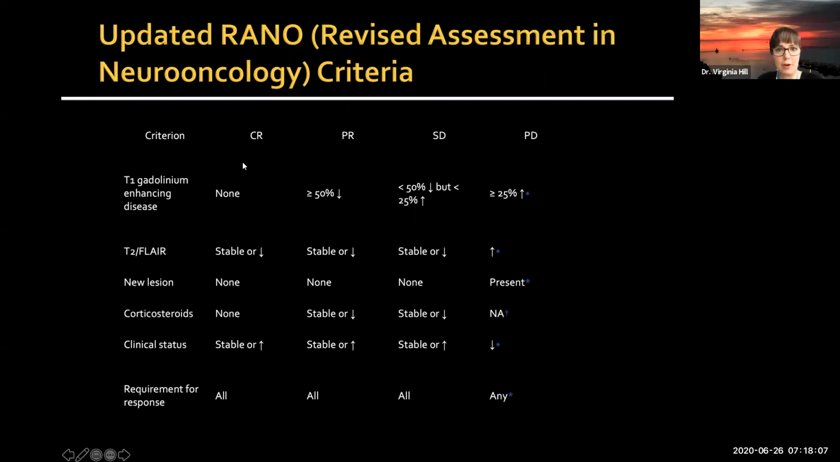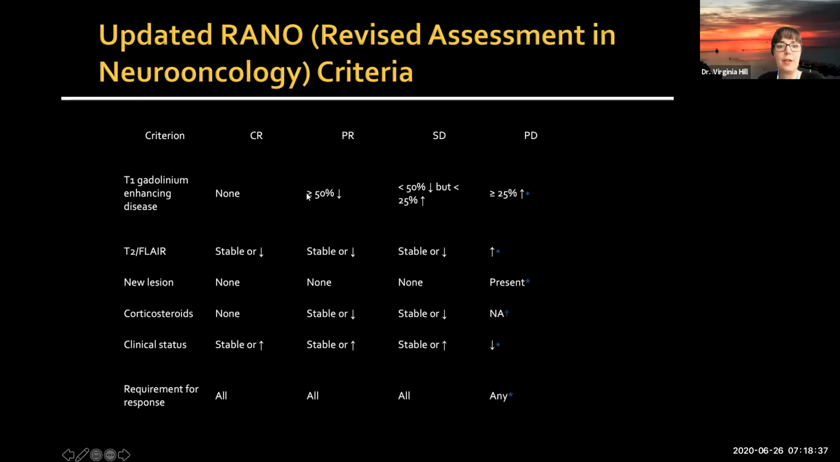For these other categories, we have to have all of these criteria fulfilled. So we would love to see complete response. We really almost never do. For complete response, you would have to have no gadolinium enhancing disease any longer. The T2 and FLAIR signal would have to be stable or decreased. There can be no new lesions. The patient cannot be on corticosteroids, and the clinical status has to be stable or increasing.